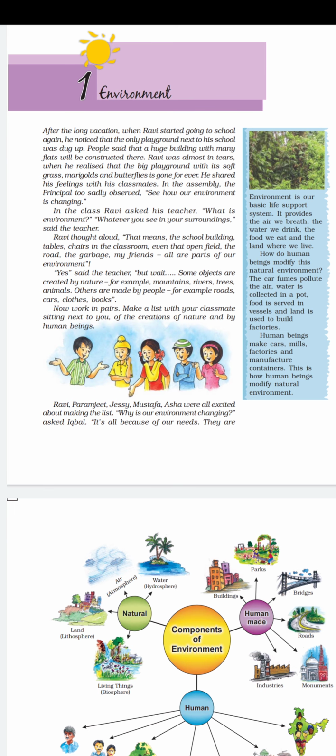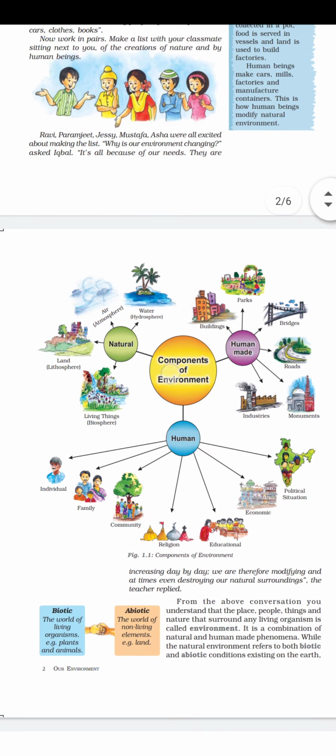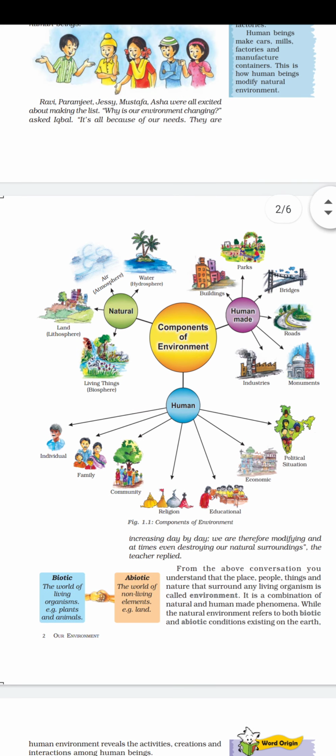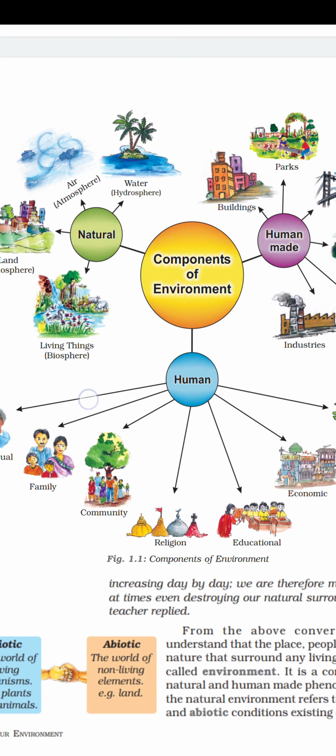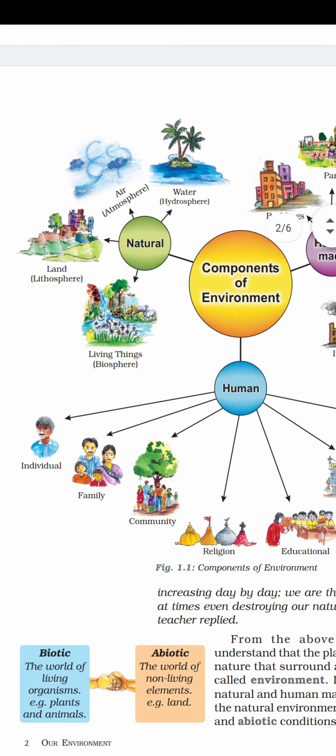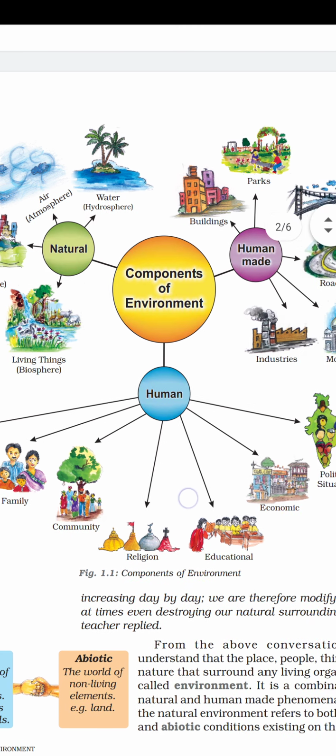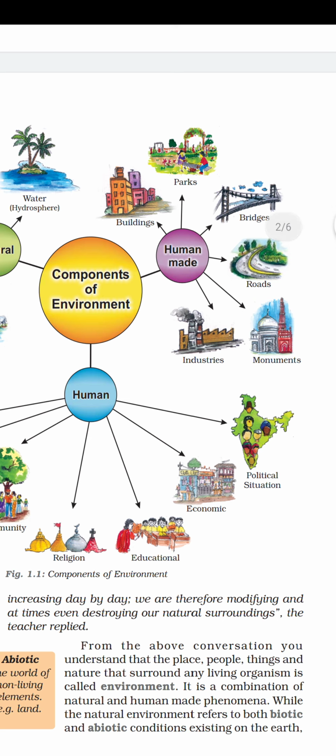Okay. In the second picture, you can see various components of the environment. These are the various components of the environment. You can see very clearly here. See natural components: atmosphere, hydrosphere, lithosphere, and living things, biosphere. And see human-made components: buildings, parks, bridges, even roads, industries, and monuments altogether come under human-made environment.